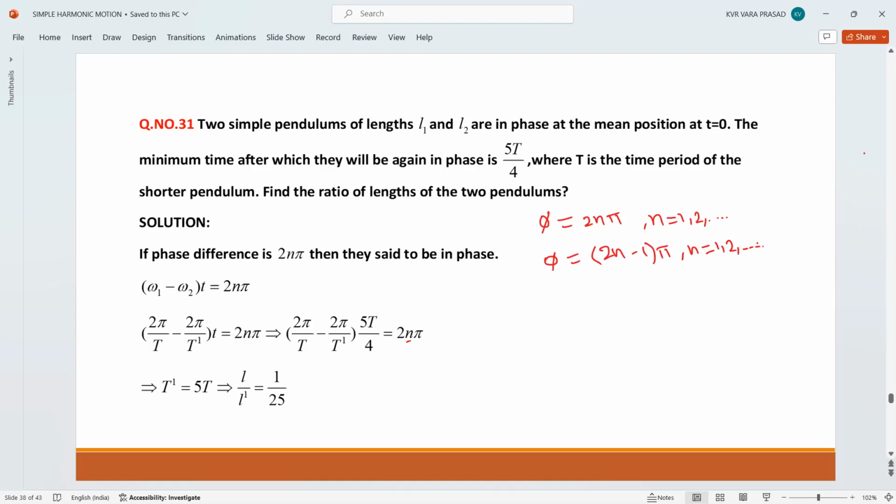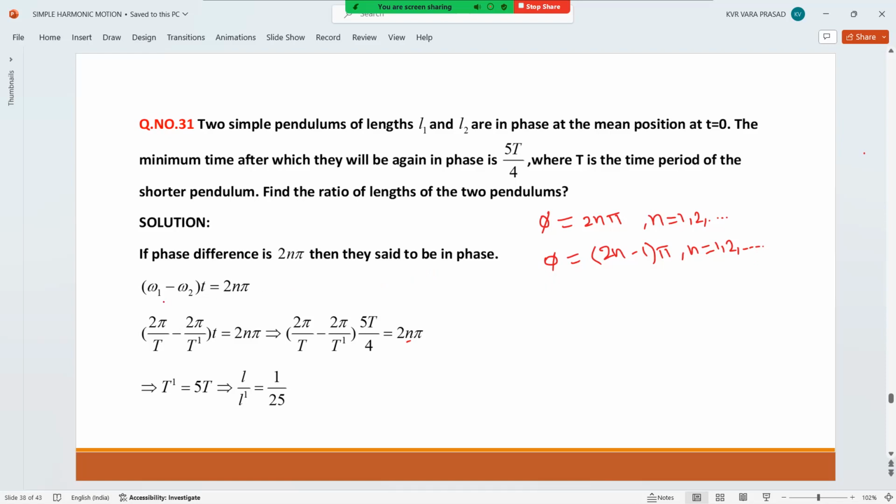Now in the problem, the condition given is that the minimum time after which they will be again in phase is 5T by 4. Let us assume initially the phase difference was 0. Now we have to focus on after what time the phase difference becomes 2 pi. Then they are again in phase.